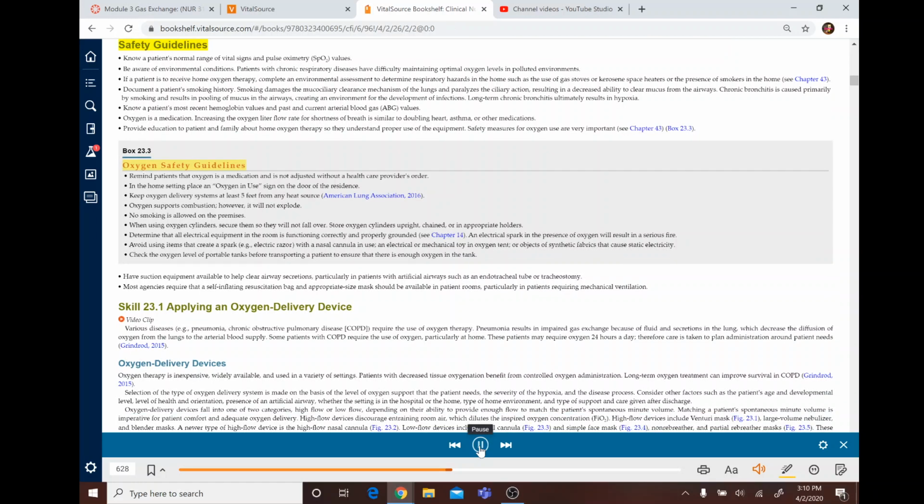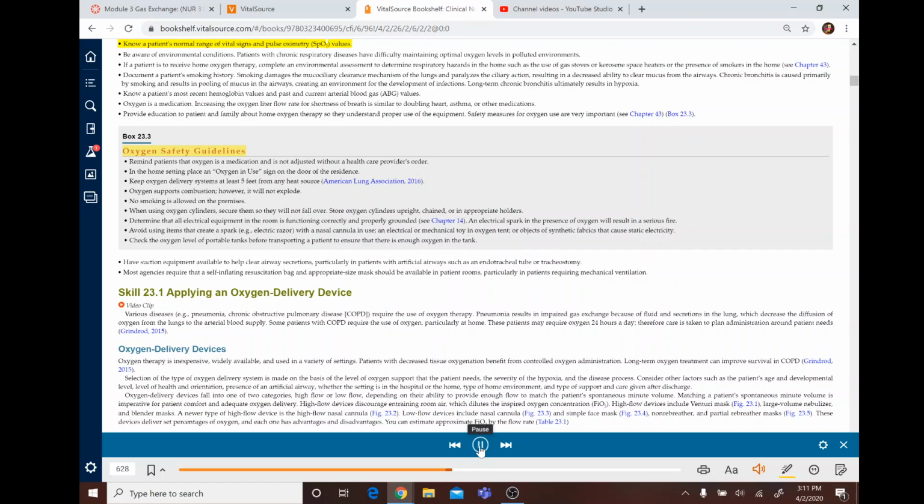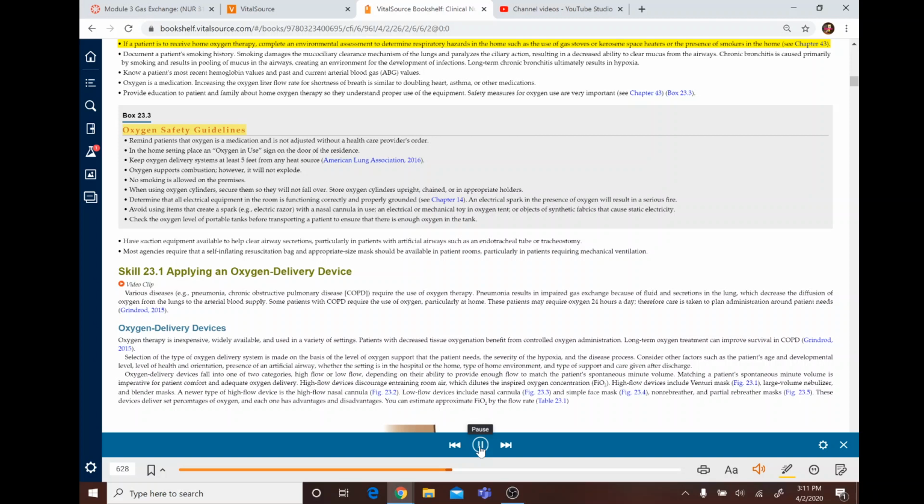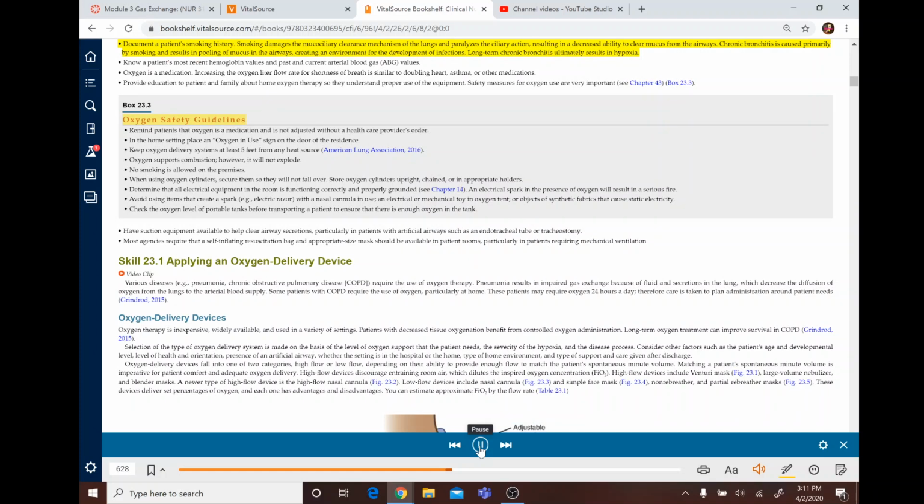Safety guidelines. Know a patient's normal range of vital signs and pulse oximetry, SpO2, values. Be aware of environmental conditions. Patients with chronic respiratory diseases have difficulty maintaining optimal oxygen levels in polluted environments. If a patient is to receive home oxygen therapy, complete an environmental assessment to determine respiratory hazards in the home, such as the use of gas stoves or kerosene space heaters or the presence of smokers in the home, see Chapter 43. Document a patient's smoking history.